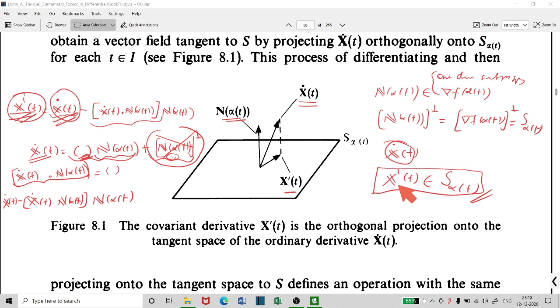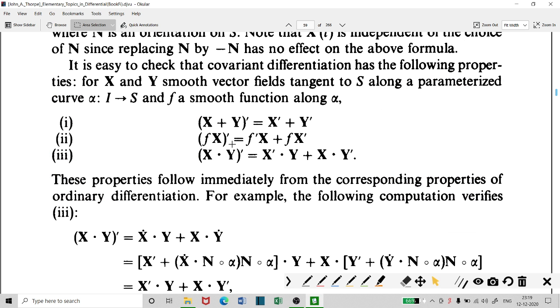Then this can be considered as a differentiation because of this idea. X prime satisfies all the properties of this x dot as well. Now we will verify the different properties of this x prime. These are the properties of the covariant derivative.